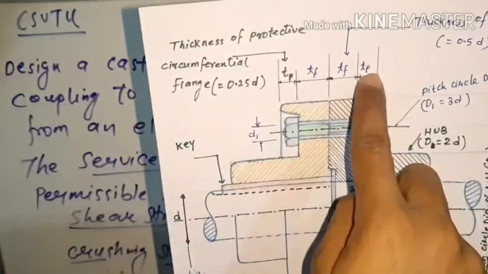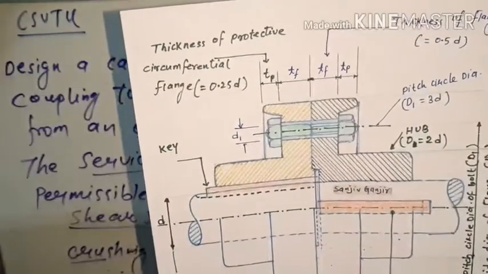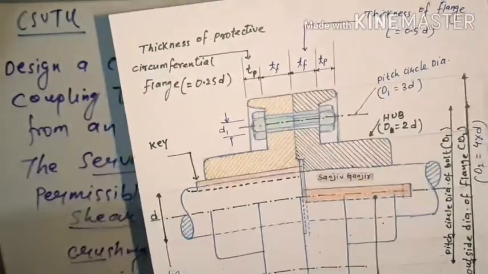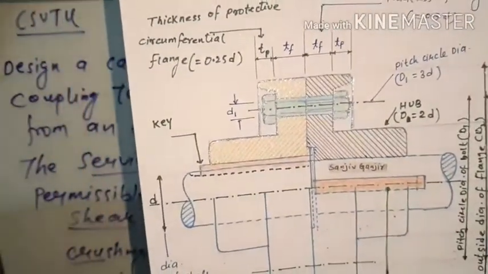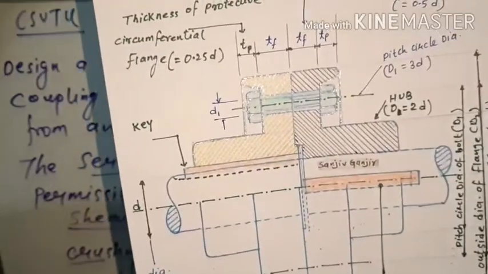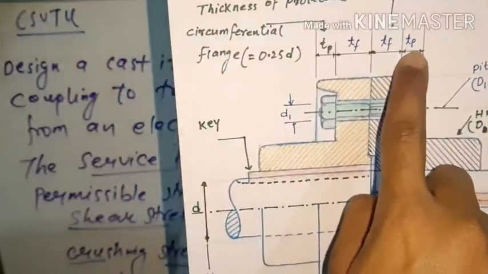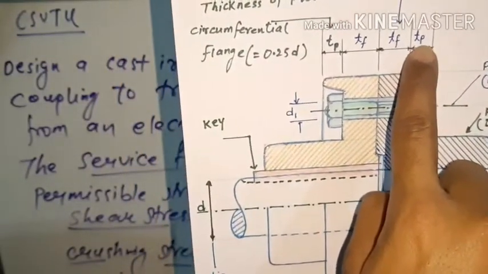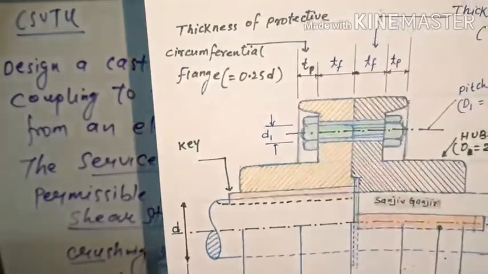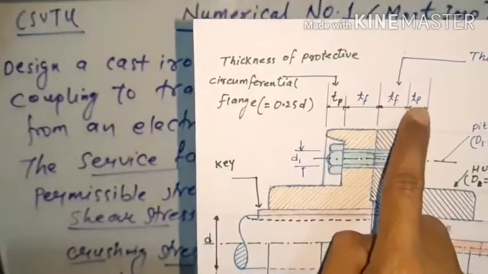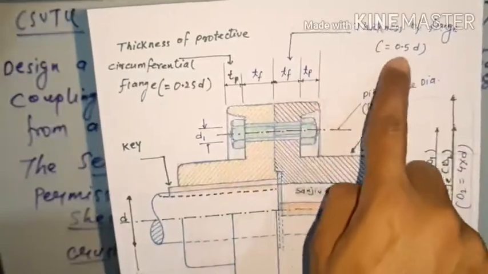this decides the coupling's protection, to control or avoid any injuries or danger to the workman. So we call it the thickness of the protective circumferential flange. It is a fixed value of about 0.25, and the thickness of the flange, TF, is equal to 0.5 T.